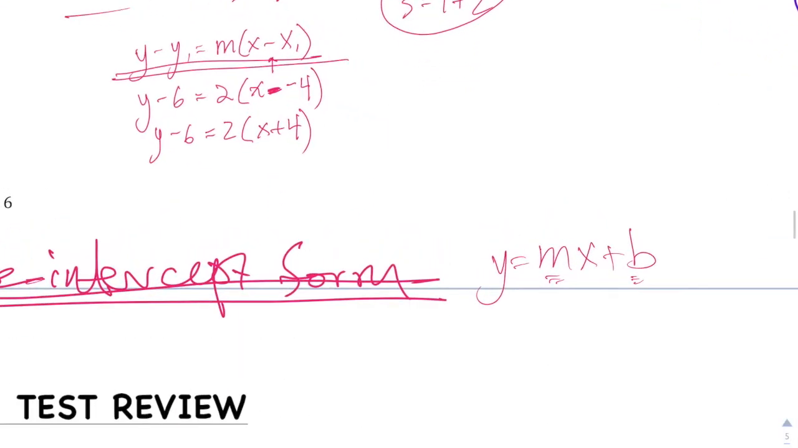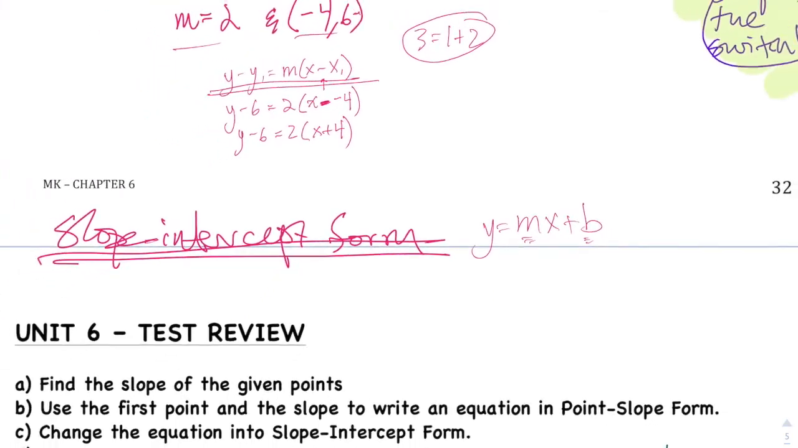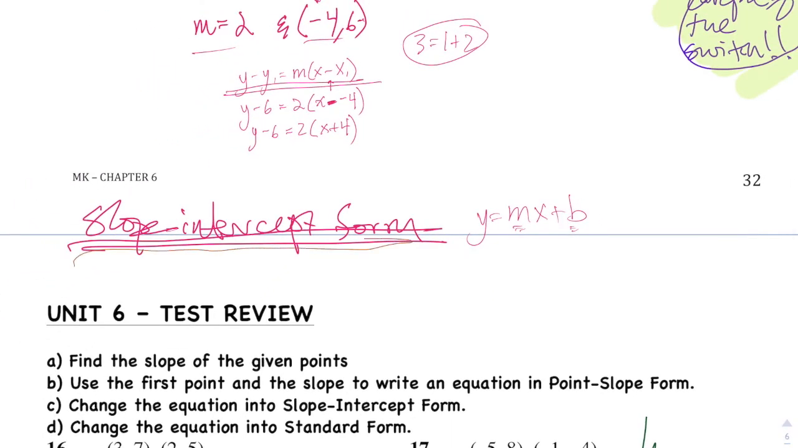But it's my joy to show you the beauty of math and other ways to accomplish the same thing. So let's just put this in, we're going to put this in slope-intercept form. We're going to convert it. Let's distribute the 2. And let's add 6 to both sides. So you end up with 2x plus 14.